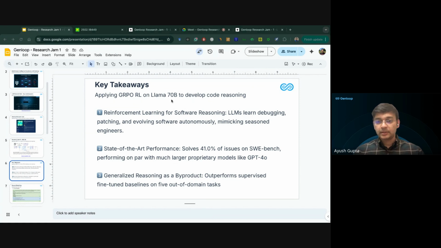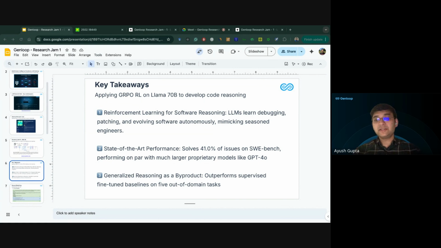So through this approach, the authors have shown that the LLM learns debugging, patching, and evolving software autonomously, mimicking seasoned engineers. So much more robust than the normal techniques that we have tried so far. Second is state-of-the-art performance. They solve around 45% of issues on SWE bench, which is a benchmark for software engineering tasks, performing on par with much larger proprietary models like GPT-4o and the best among less than 100 billion parameter models. And one of the interesting takeaways was that it generalized reasoning as a byproduct.